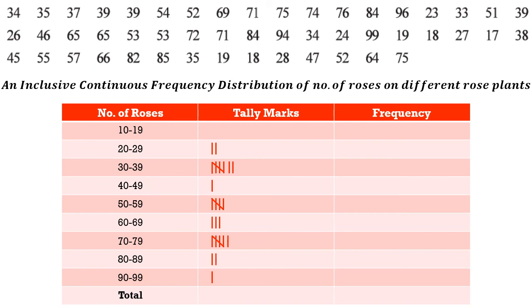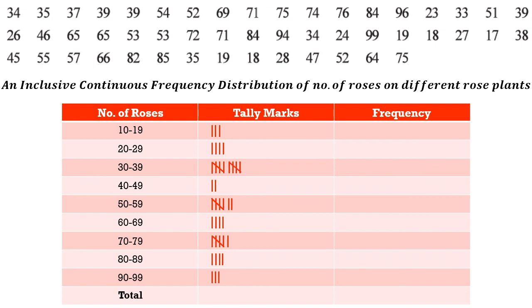Then 84, that is 80 to 89, 94 is 90 to 99, 34 is 30 to 39, 24 is 20 to 29, 90 to 99 once again, 19 is 10 to 19 first time, 18 is the same, 10 to 19, 27 is 20 to 29, 17 is again 10 to 19, 38 is 30 to 39, 45, 40 to 49, 55, 50 to 59, 57 again 50 to 59, 66 is 60 to 69, 82 is 80 to 89, 85 is again 80 to 89, 35 is 30 to 39.